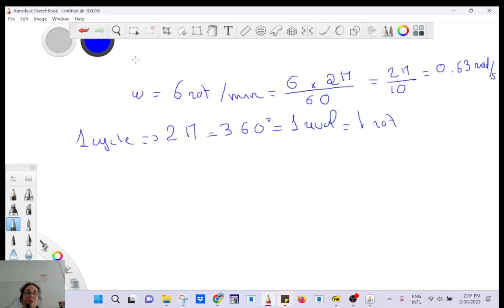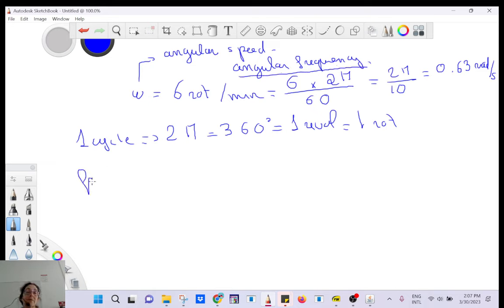Okay, thank you. So this is called the speed, the angular speed, the rotational speed. It's also called the angular frequency, because it's going to tell you how fast it's spinning.